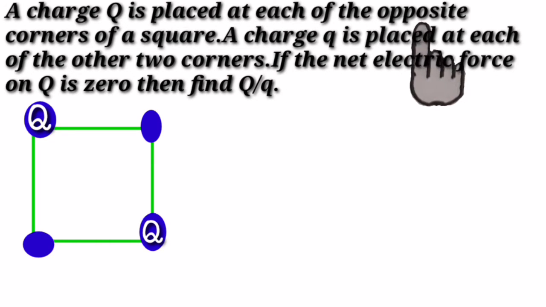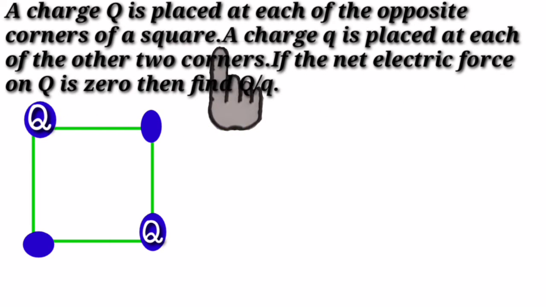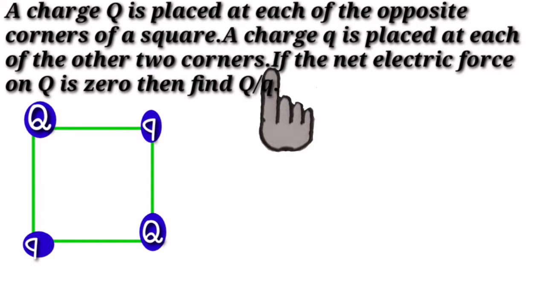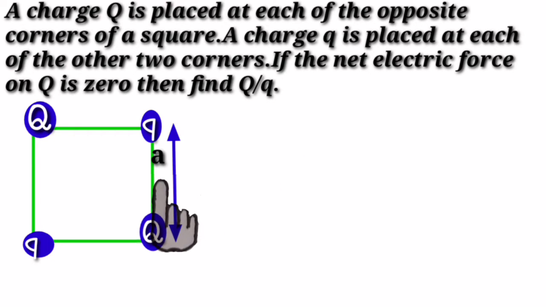Here the question is, a charge capital Q is placed at each of the opposite corners of a square. A charge small q is placed at each of the other two corners. If the net electrical force on capital Q is 0, then find the ratio of capital Q and small q. Here we consider that the side of this given square is A.